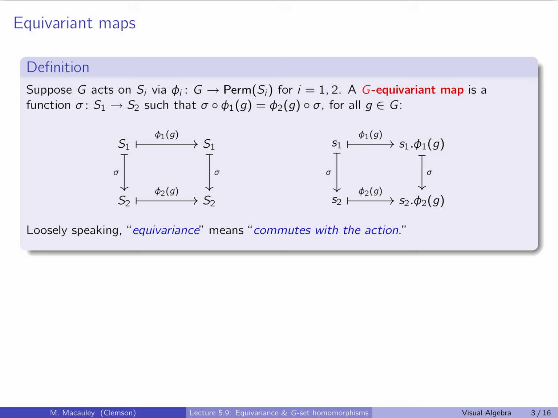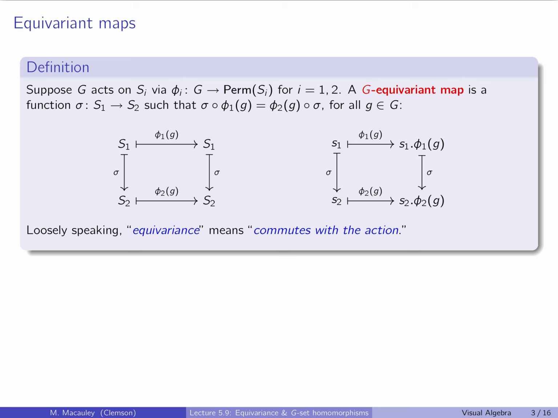Throughout this lecture, we will only be comparing actions that are by the same group G and also use the same switchboard. That is, they're related by the identity isomorphism. So formally, suppose G acts on S1 and S2 via homomorphisms phi1 and phi2. Then a G equivariant map, or sometimes called a G map, is a function sigma between the sets such that sigma of phi1 of g equals phi2 of g of sigma for all g.